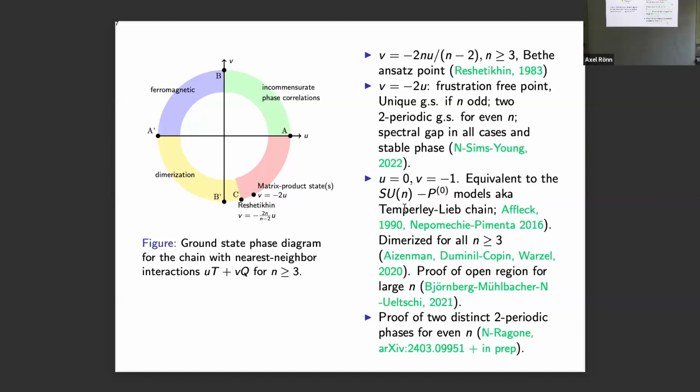There's the yellow one, where you have breaking of translation invariance and dimerization. And there is the red one, which generalizes the Haldane phase of the AKLT chain. It has a special point in there at v equal -2u, where the model is frustration free and the ground states are given by matrix product states. It has been studied a lot, and there's a lot one can say. Many papers are just about one particular point in the phase diagram.